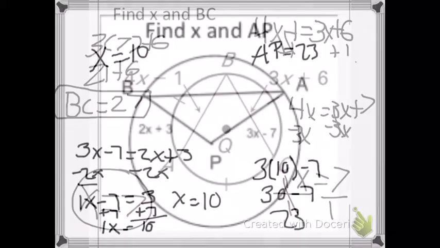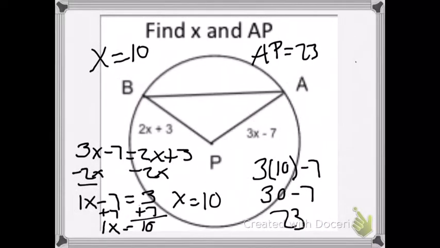And then on the third one, you're looking for x, so you take 2x plus 3 equals 3x minus 7, and you work that out and you get x equals 10. And then to find AP, you take 10 and plug it into 3x minus 7, and you get 23.